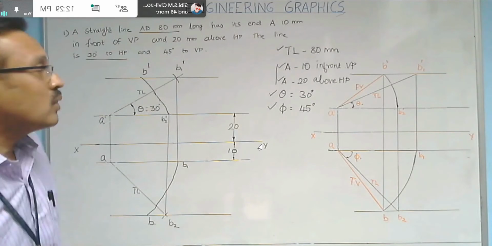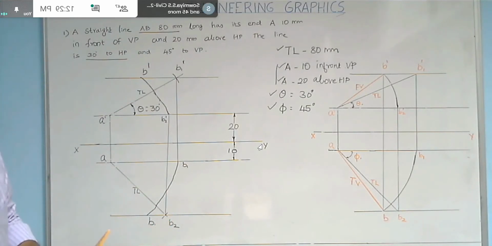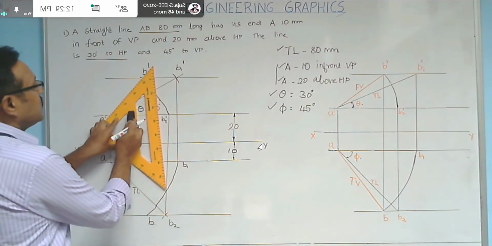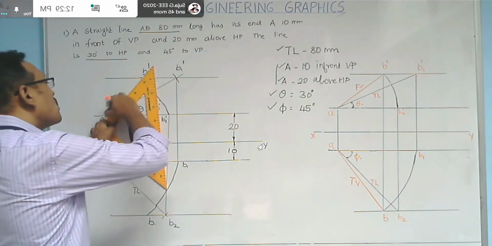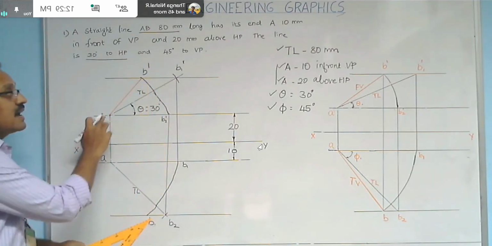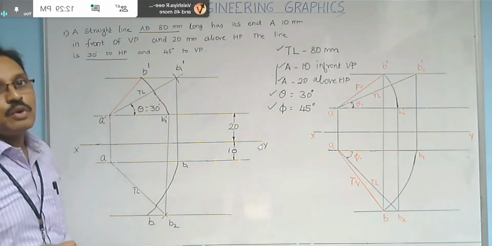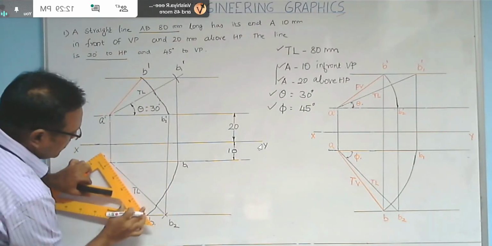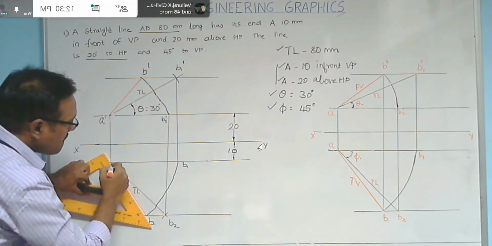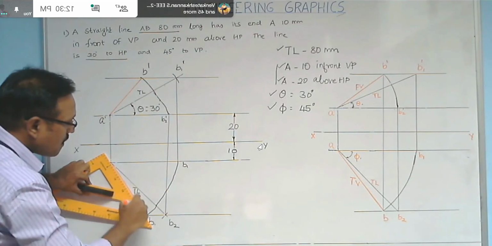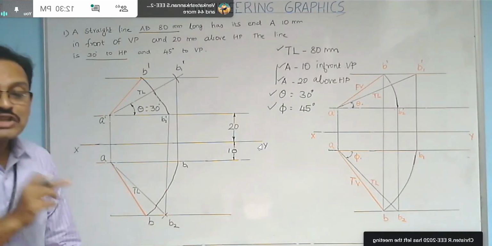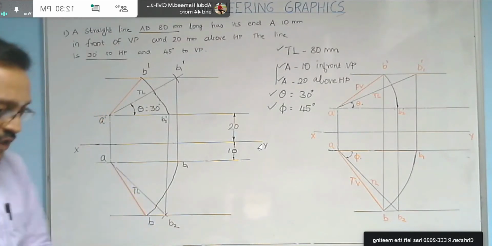Okay, so now you can say that if you join this A dash B dash, that will give your actual front view. So this A dash B dash gives the actual front view of your line. Similarly, if you join this AB, this gives the actual top view.